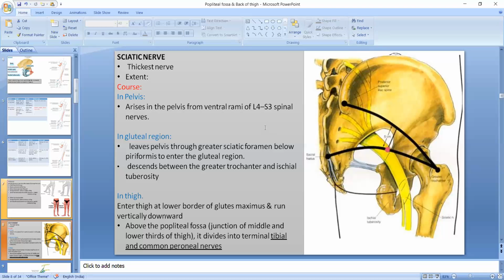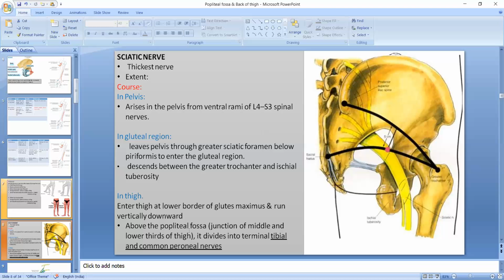As the nerve moves through the gluteal region, it crosses the posterior surface of the superior gemellus, obturator internus, inferior gemellus, and quadratus femoris muscles. Then it enters the posterior thigh by passing deep to the long head of the biceps femoris. Within the posterior thigh, the nerve gives rise to the branches to the hamstring muscles and adductor magnus.